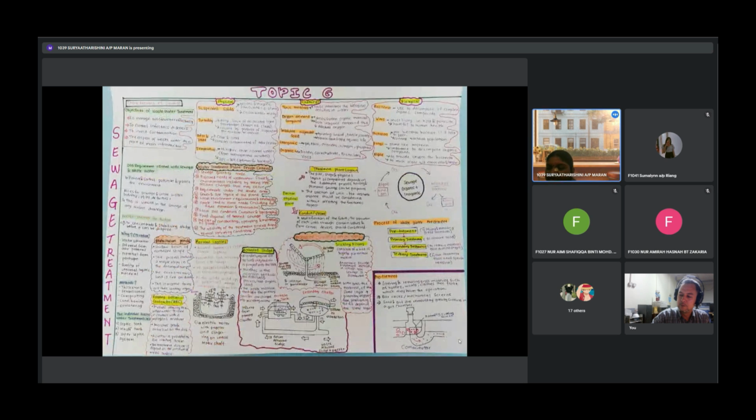Next, the last one is topic 6. Based on this topic, sewage treatment, the first one is characteristics of sewage and objective of wastewater treatment. The first one is physical, chemical, and biological characteristics. The second one is DOE requirement related with sewage and wastewater. The third one is water treatment plant design criteria.